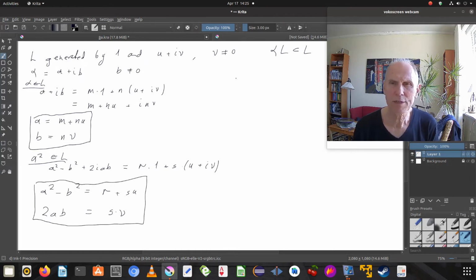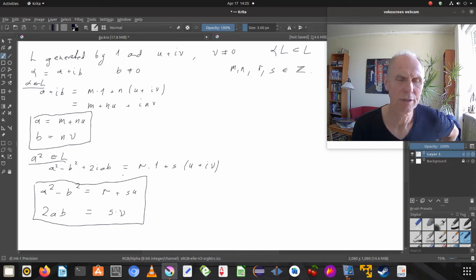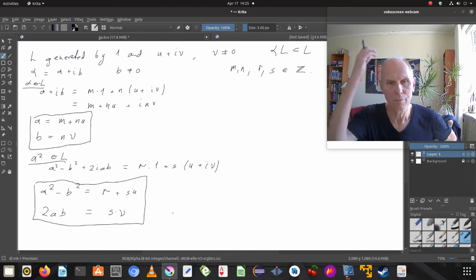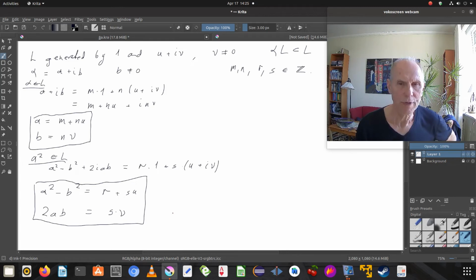And in all of this, m, n, r, and s are integers. So I need to find out what this tells us. I hope we don't have to go any further. I should believe not, though.